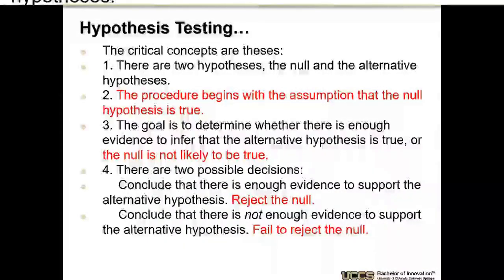So there are two possible decisions. Conclude there's enough evidence to support the alternative hypothesis and reject the null hypothesis, or conclude there's not enough evidence to support the alternative hypothesis, and we fail to reject the null hypothesis. Okay? My recommendation is, when you're thinking about statistics, use the phrasing in red. That'll keep you clean. I either reject the null hypothesis or I fail to reject the null hypothesis, because that focuses on what the experiments are really doing.